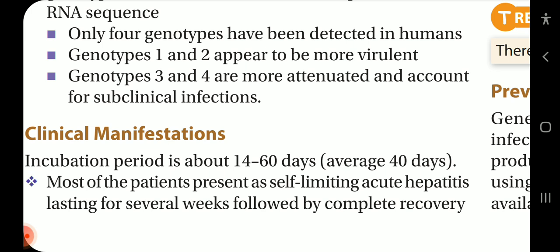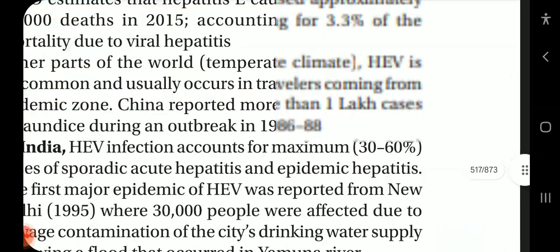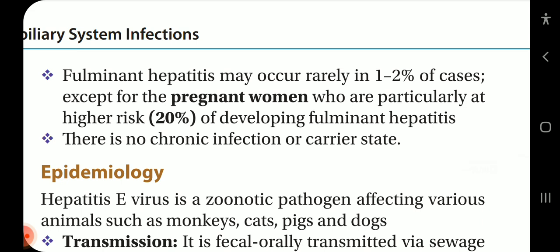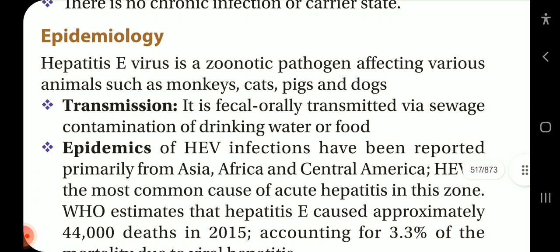Clinical manifestations: incubation period is about 14 to 60 days, average 40 days. Most patients present as self-limiting acute hepatitis lasting for several weeks, followed by complete recovery. Fulminant hepatitis may occur rarely in 1 to 2% of the cases, except for pregnant women who are at particularly higher risk, 20%, of developing fulminant hepatitis. There is no chronic infection or carrier state.